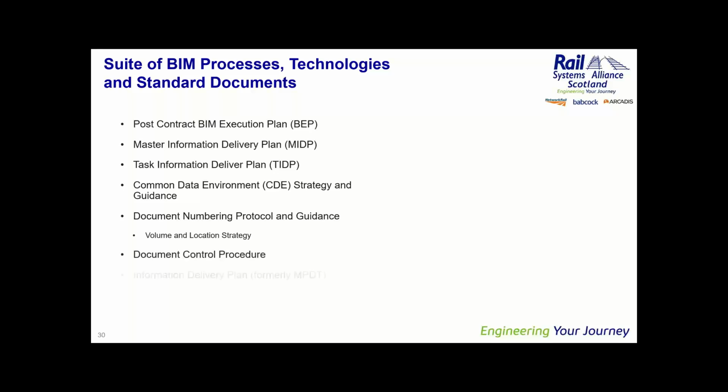We obviously have document control procedures, and we had an information delivery plan. Now, information delivery plan was previously known as a model production and delivery table, and it has also been called a designer's responsibility matrix. So it has changed the name quite a few times, but it's something that you'll probably recognise. Again, I'll show that later on. We've got CAD standards which support how we deliver BIM on a project, and actually for the Rail Systems Alliance, the CAD standards are by Network Rail anyway.